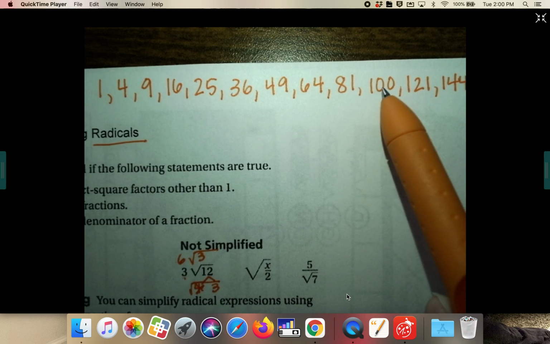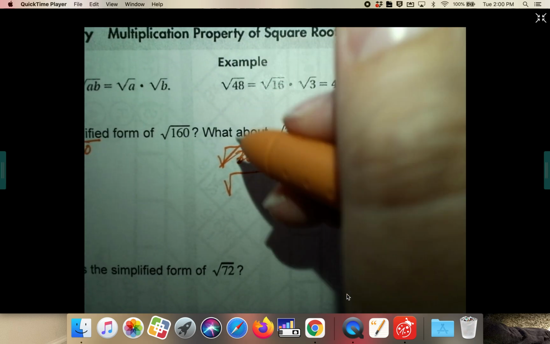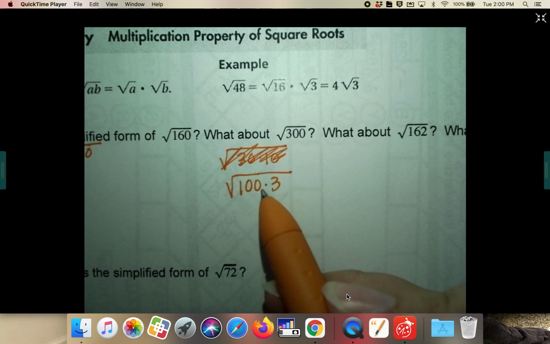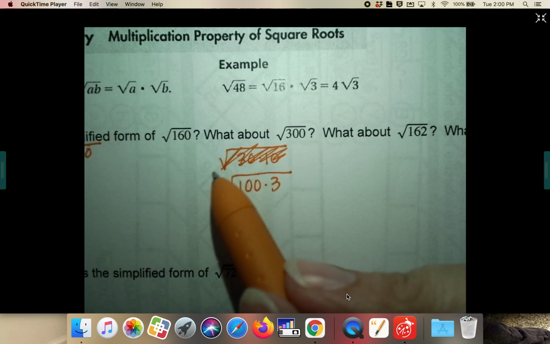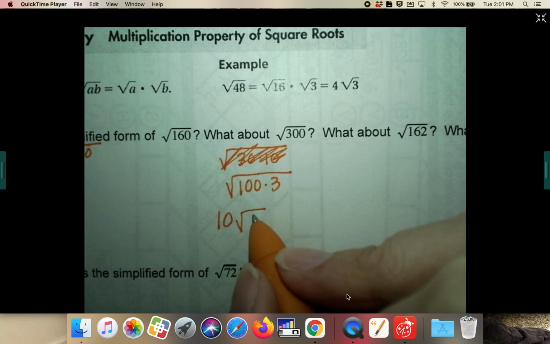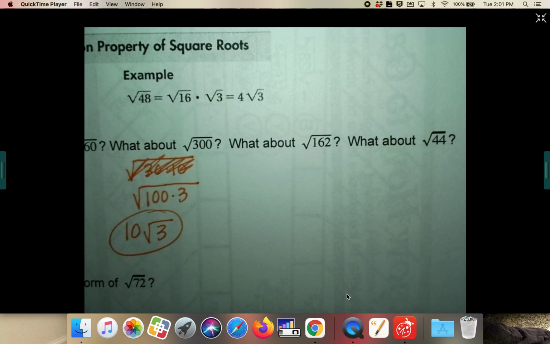So right away, I see 100, and I know that 100 times 3 is 300. So let's go 100 times 3, and the square root of 100 pops out as 10 because it's 10 times 10, that's 100. So it pops out as 10, and who gets to stay inside the radical? The 3.